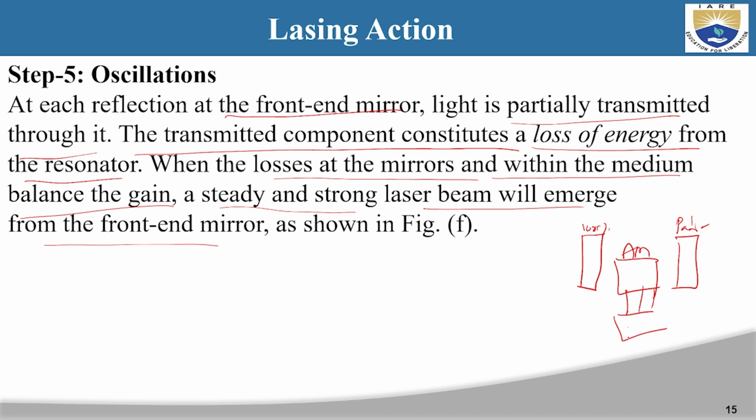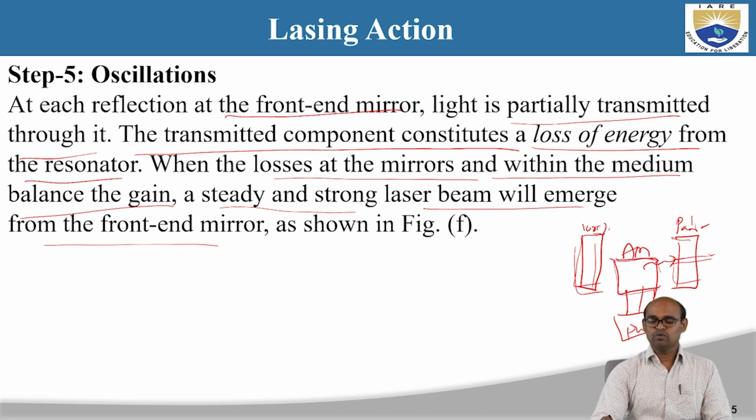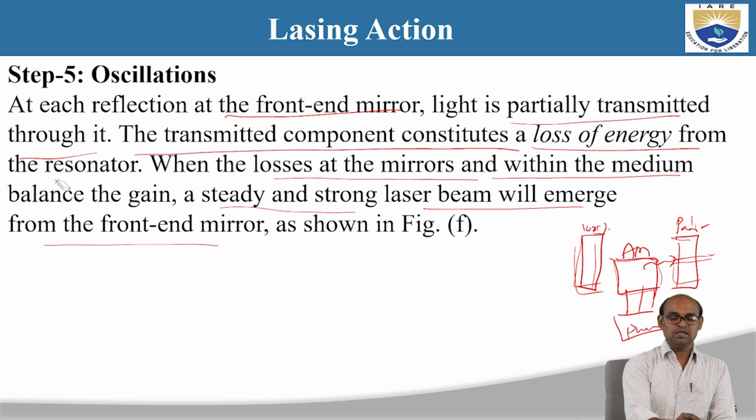So this one is connected to a pump. Whenever photons are emitted through stimulated emission, we may lose some of the photons because this is a partially reflecting mirror. But here there is no loss because it is a 100% reflecting mirror. Because of this loss of energy from the front end mirror, if we gain the amount of energy that we lost, then we are going to get sufficient energy for the laser beam to come out as output from the front end mirror.